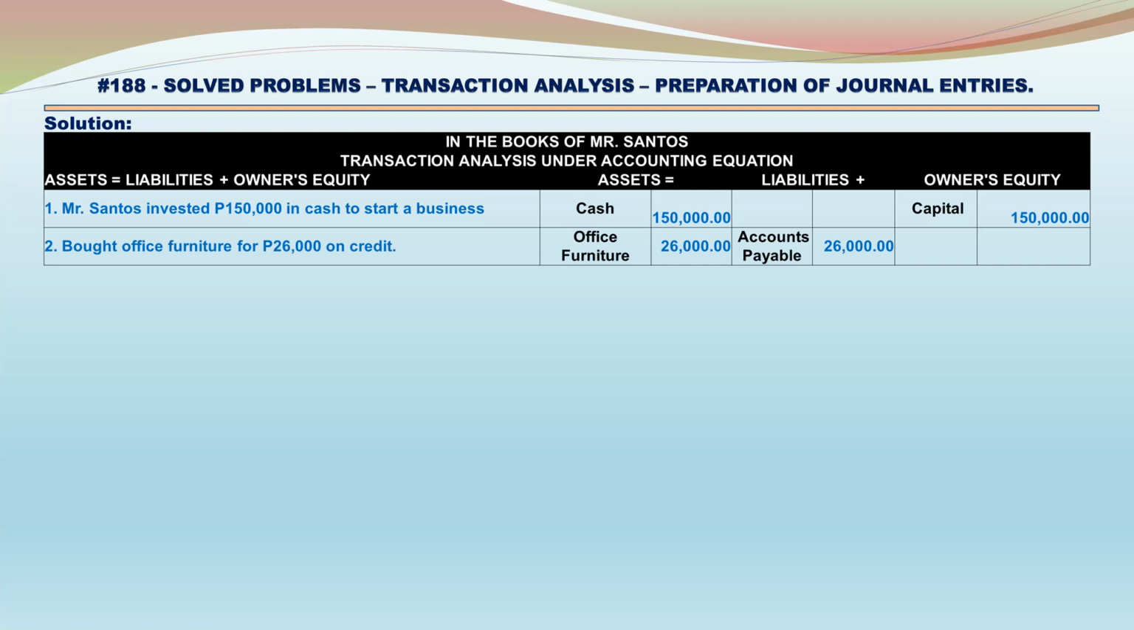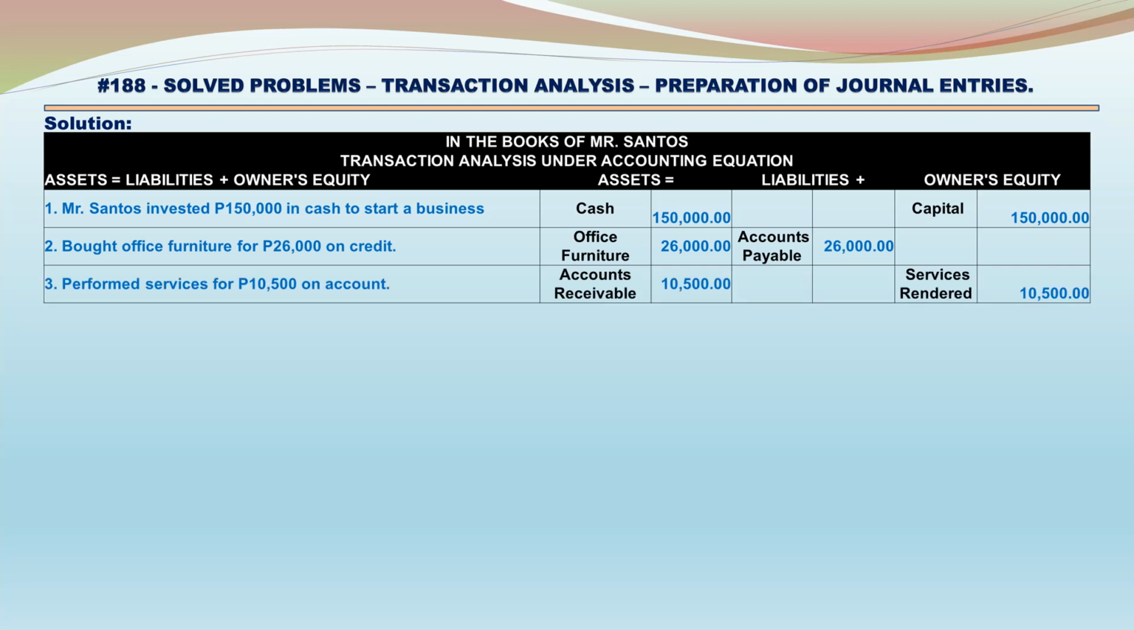Transaction number 2. Bought office furniture for 26,000 on credit. Office furniture, assets 26,000, debit; liabilities, accounts payable 26,000. Transaction number 3. Performed services for 10,500 on account. Assets, accounts receivable 10,500; owner's equity 10,500.